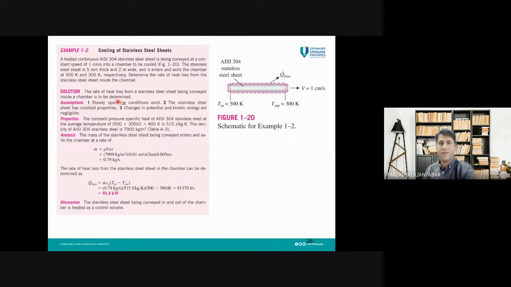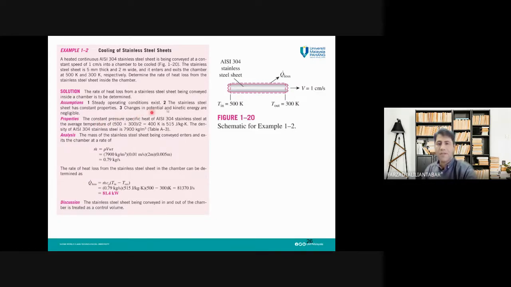First assumption, a steady operating condition exists. We need to have this assumption for most of the problem related to the steady flow. The stainless steel sheet has constant properties. You need to have this because we will work with the average heat transfer here. And changes in potential and kinetic energy are negligible. As I said this morning, they are small compared to the change in the energy of the system due to the heat transfer.